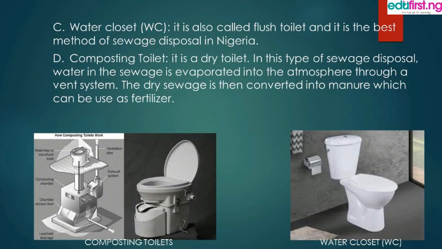We also have another method, the composting toilet. It is a dry toilet. In this type of sewage disposal, water in the sewage is evaporated into the atmosphere through a system called the vent system. The dry sewage is then converted into manure, which can then be used as fertilizer.